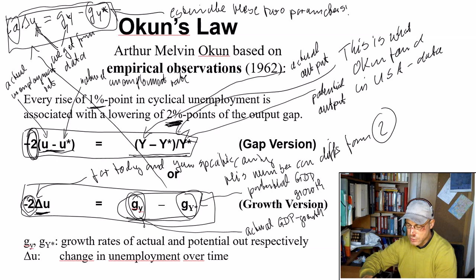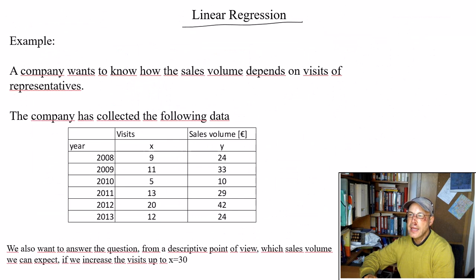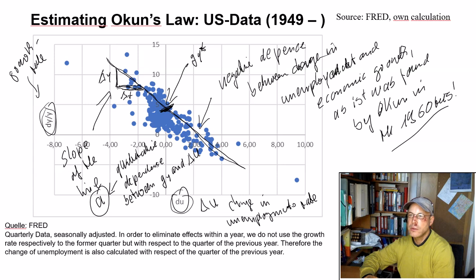If we look at the growth version, then the cut of the vertical axis we can just interpret as an estimation for potential growth. And as I know, you haven't done linear regression within your statistics course, so I want to go through the theory with you, so that you learn how to do such a linear regression.